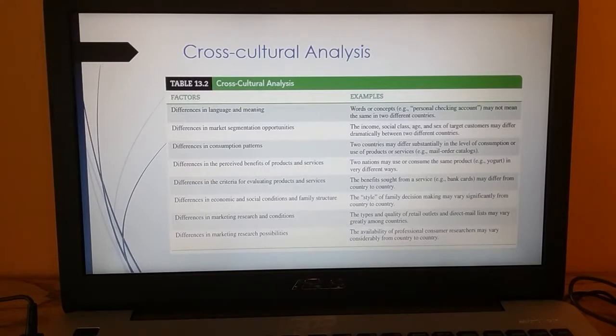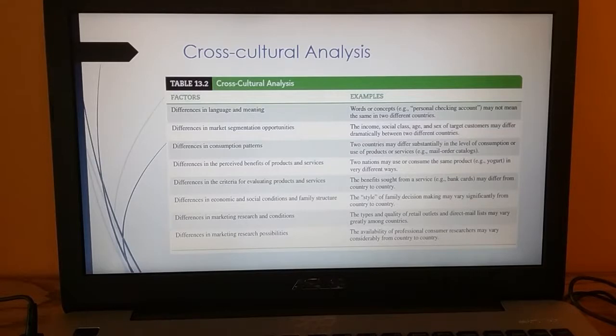So we're going to look at lots and lots of charts, because when you're doing comparison, there's lots of different charts. So this is what I found from the book. These are some things you might consider when you're doing a cross-cultural analysis. Language and meaning, market segment opportunities in terms of demographics, that kind of thing. Consumption patterns, how much money people have. Perceived benefits of the products. How people determine or evaluate products and services. Economic and social conditions, and also the family structure you're going to look at.